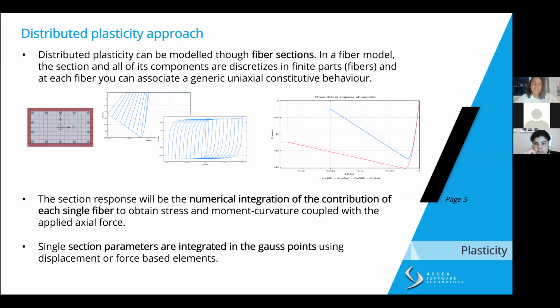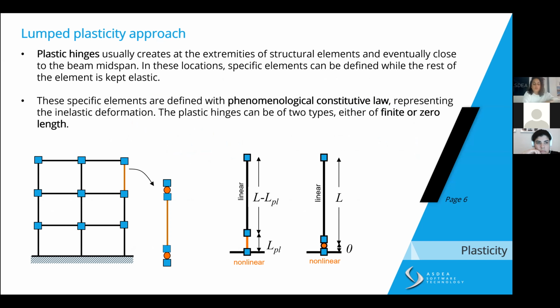Anyway, the type of integration scheme that you assign to your displacement or force-based element defines how many Gauss points there are, and so at how many points the section parameters will be integrated in a distributed plasticity approach. Then if we go to a lumped plasticity approach, instead of a distribution of the inelastic behavior, we collapse it into either a finite length, as in this example here, or a zero length, so a collapse point, which has no physical length.